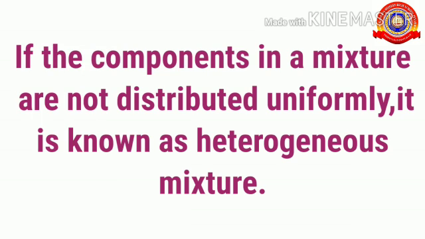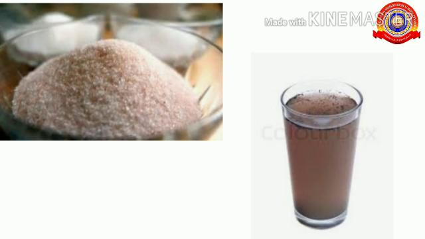Next is heterogeneous mixtures. If the components in a mixture are not distributed uniformly, it is known as a heterogeneous mixture. For example, a mixture of salt and sand, muddy water, a mixture of water and kerosene, etc. are all examples of heterogeneous mixtures. Here the components can be seen separately with the naked eye.